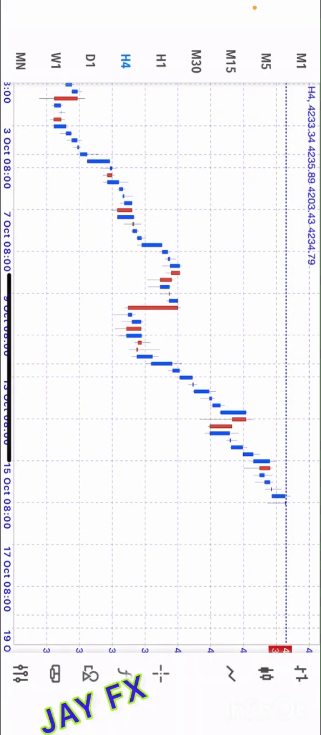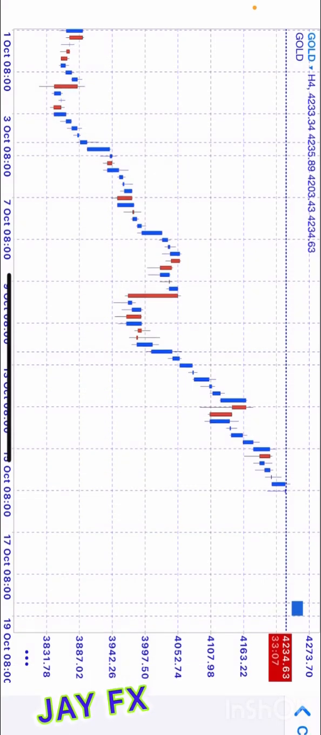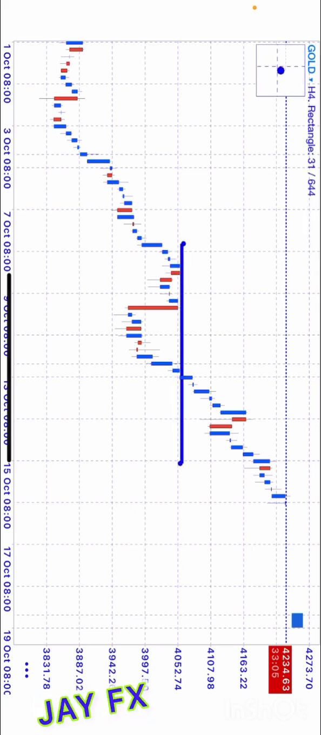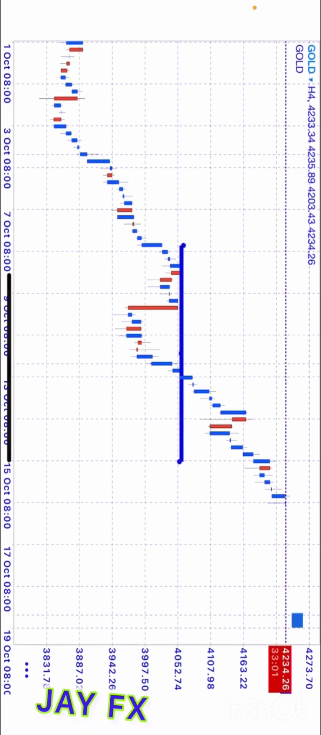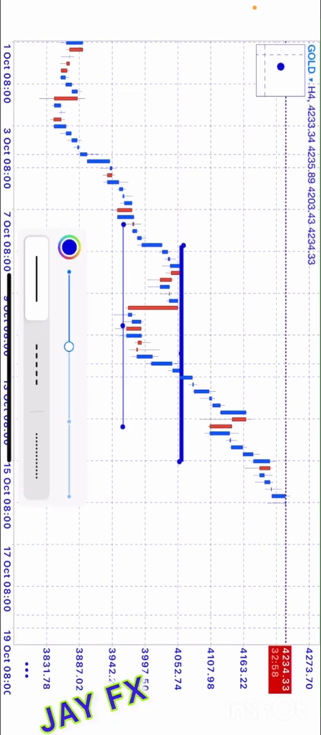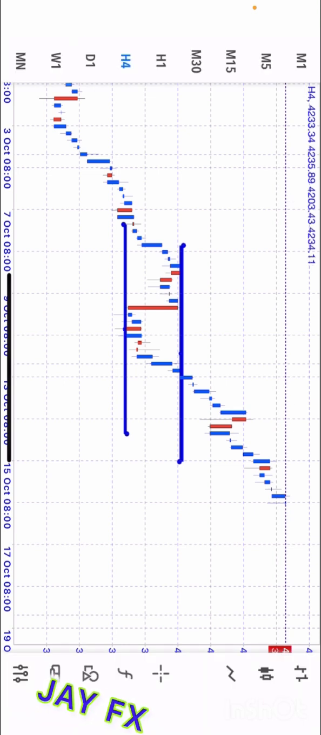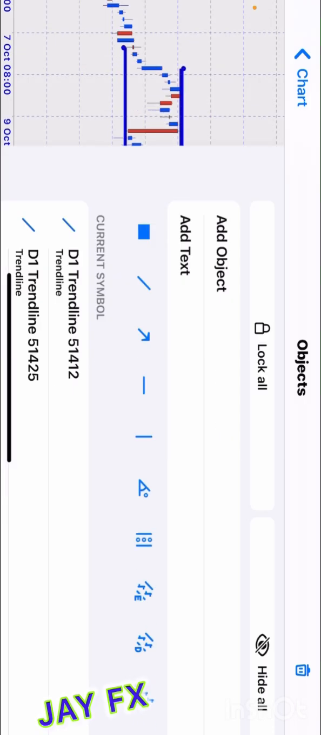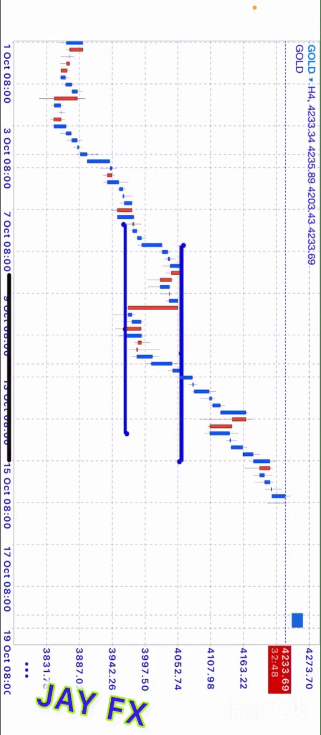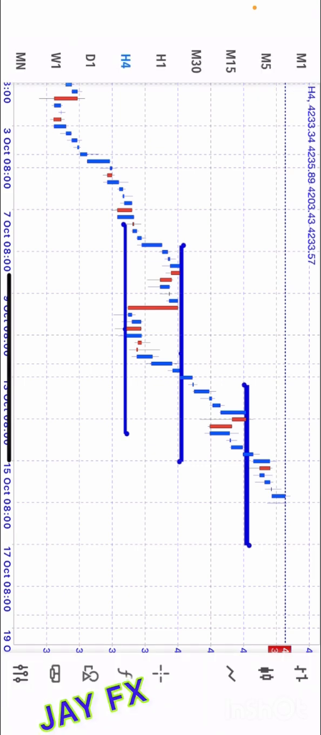On this gold, as you can see, we have the 4 hour time frame, and it has already managed to break here. Normally this was a strong zone that was supposed to push gold down, but for some reason gold managed to break up again. After breaking up again, you can see this area as well.